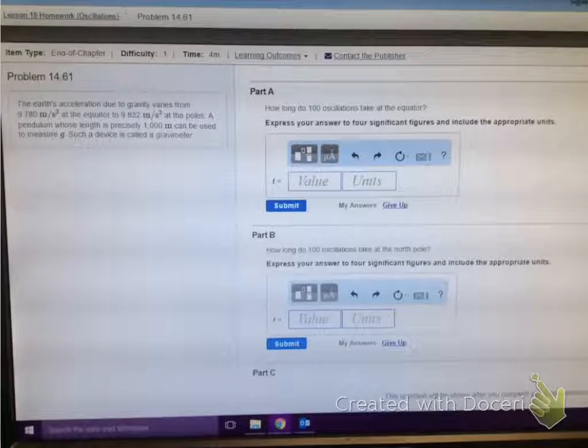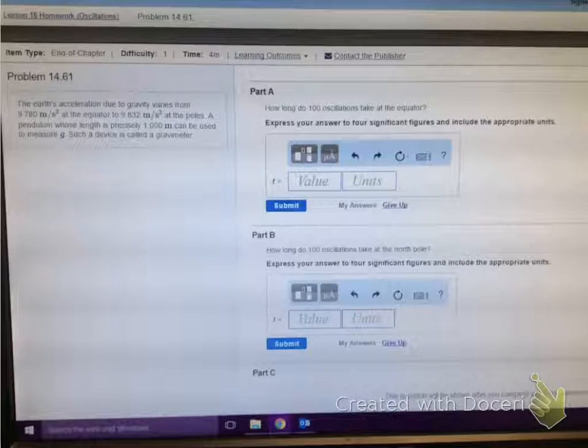All right, now we're dealing with problem 14.61 from lesson 18, homework on oscillations from Mastering Physics. So we see we are given some information about Earth's acceleration due to gravity and the fact that it changes from location to location. We can also see that we have a pendulum length, that 1 meter here, and we want to know how long it takes to do 100 oscillations at the equator.